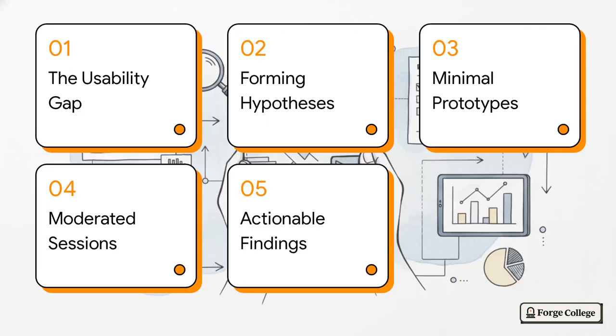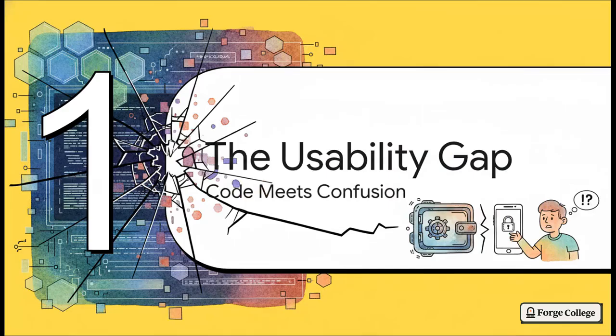To fix this, we're going to treat usability as a rigid engineering blueprint broken down into these 5 mechanical steps. First, the usability gap. Second, forming testable hypotheses. Third, building minimal prototypes. Fourth, running moderated sessions. And fifth, synthesizing actionable findings. Let's get to it. Starting with Section 1, the usability gap, or where code meets confusion.